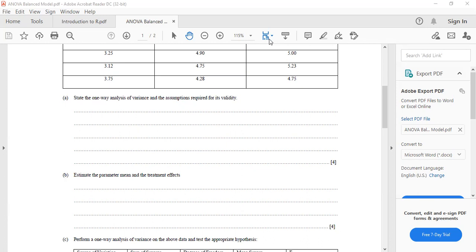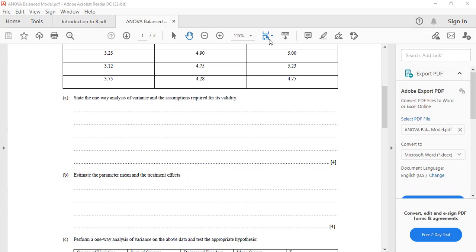Okay, tau 2 hat is equal to y bar 2 dot minus the grand mean, which is y bar dot dot. So tau 2 hat is 4.476 minus 4.353333, which is equal to 0.122666, which is 0.1227 to 4 significant figures.